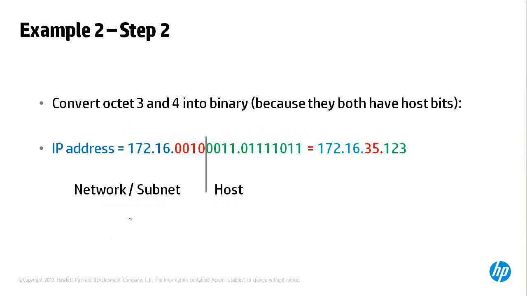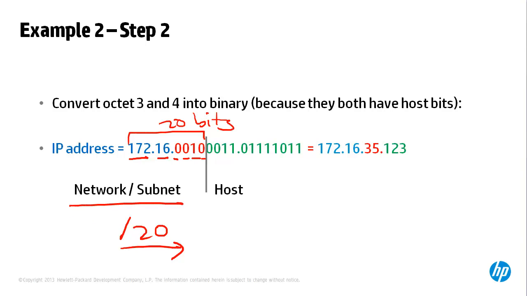That can be worked out because we were given a /20 mask. 8 bits plus 8 bits is 16, 17, 18, 19, 20. So this is 20 bits. In other words, the network or subnet portion has 20 bits. The host portion is the remaining bits. We can draw a line at this point to indicate the split between network and host.